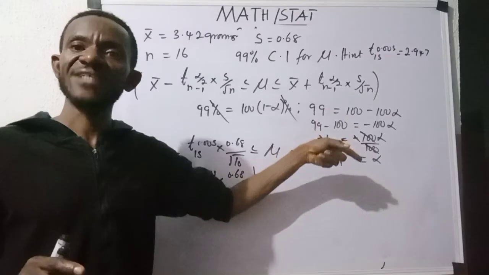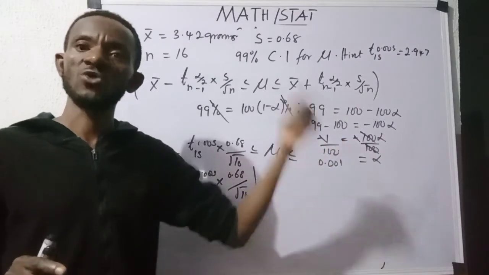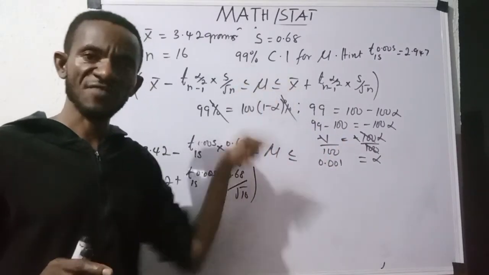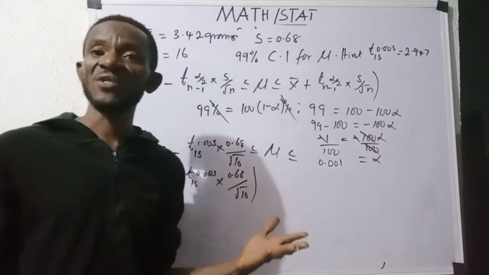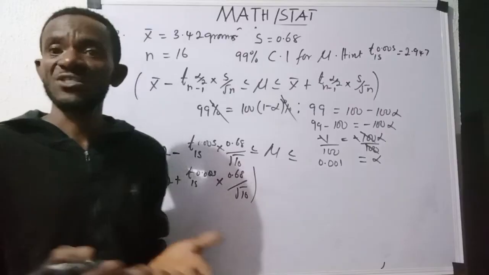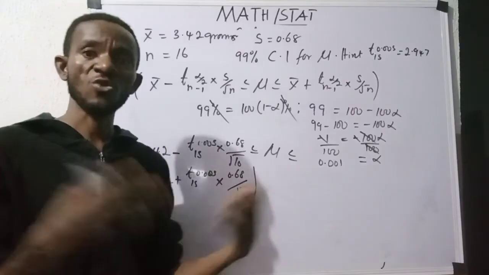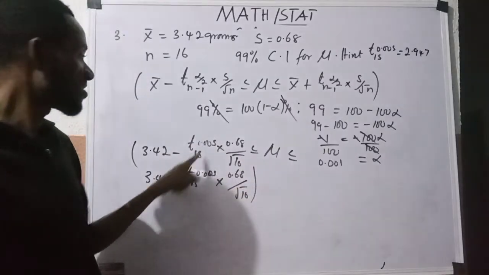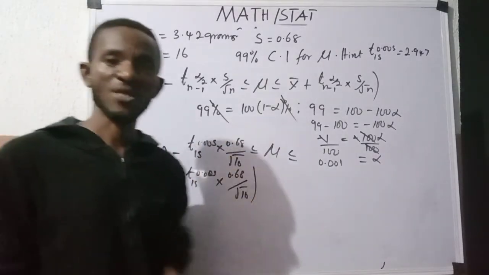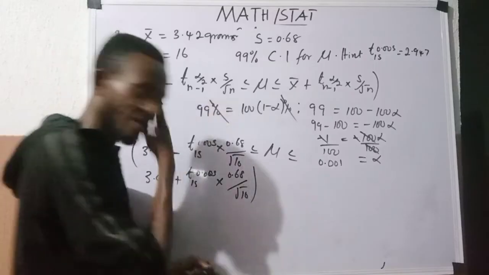When the sample size is large but the population standard deviation is unknown, you use the second one that makes use of s. But when the sample size is small and the standard deviation is unknown, do not use z, use t in place of z. That's what I want you to get at in this particular one.